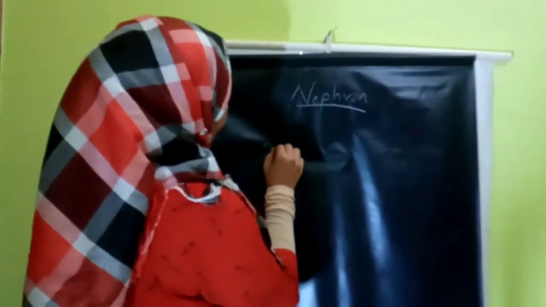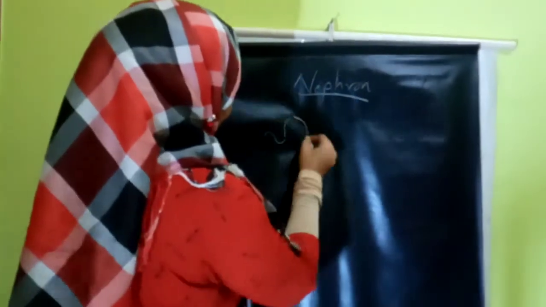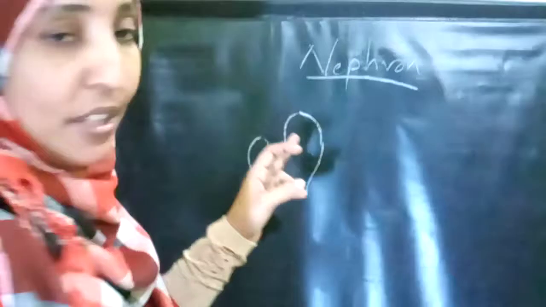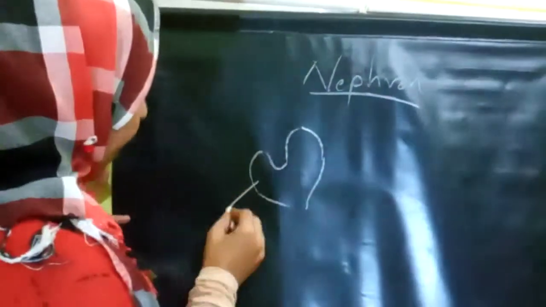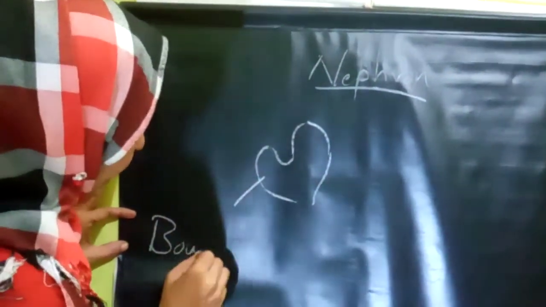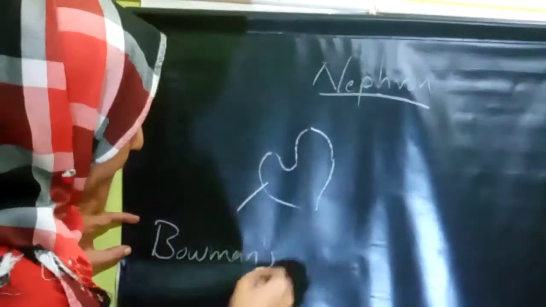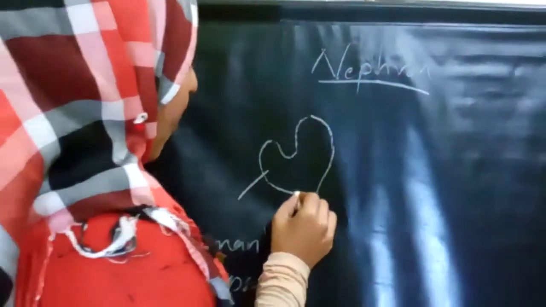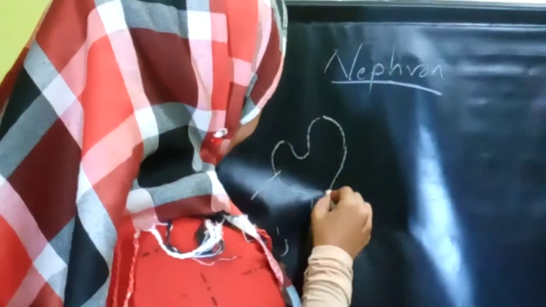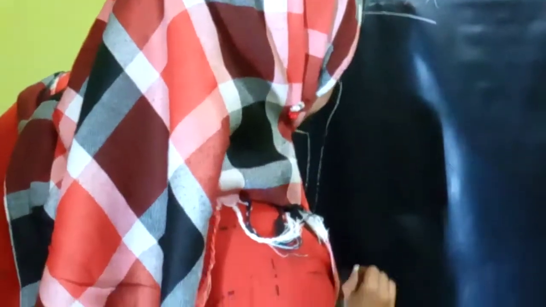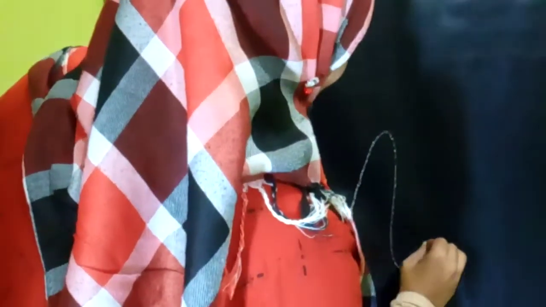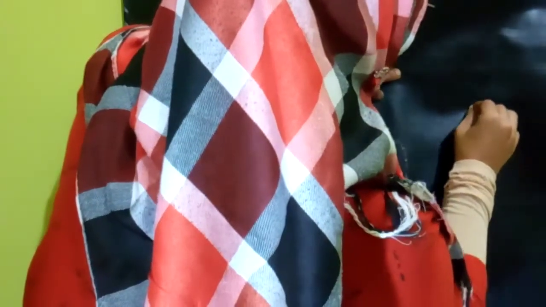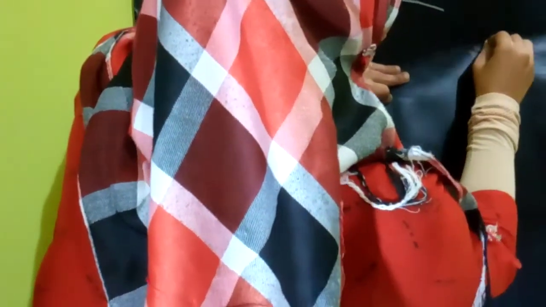The nephron is a small, coiled, tube-like structure. It has a small cup-shaped end. This cup-shaped end is called Bowman's capsule. Then this Bowman's capsule has one extension, a coiled tubular part, and this tubular part of the Bowman's capsule opens to a common collecting tubule.